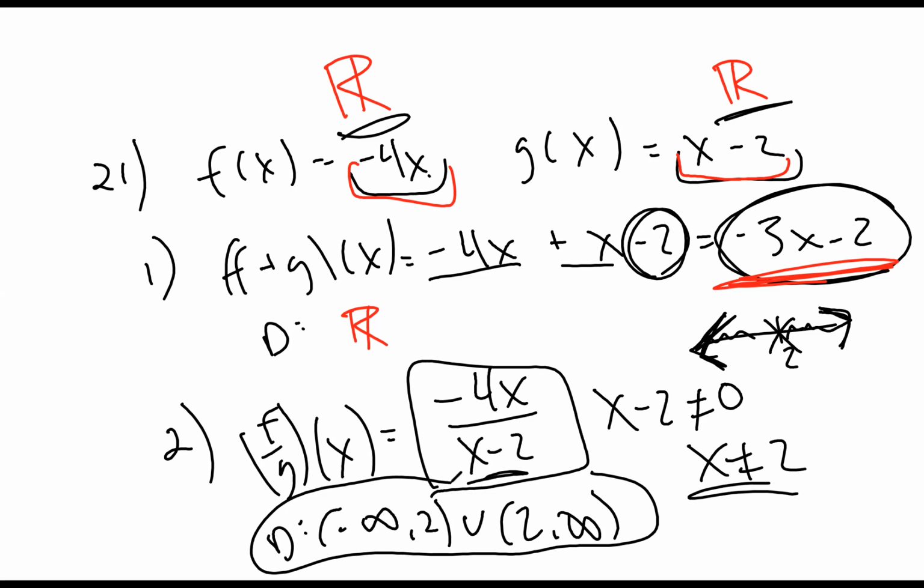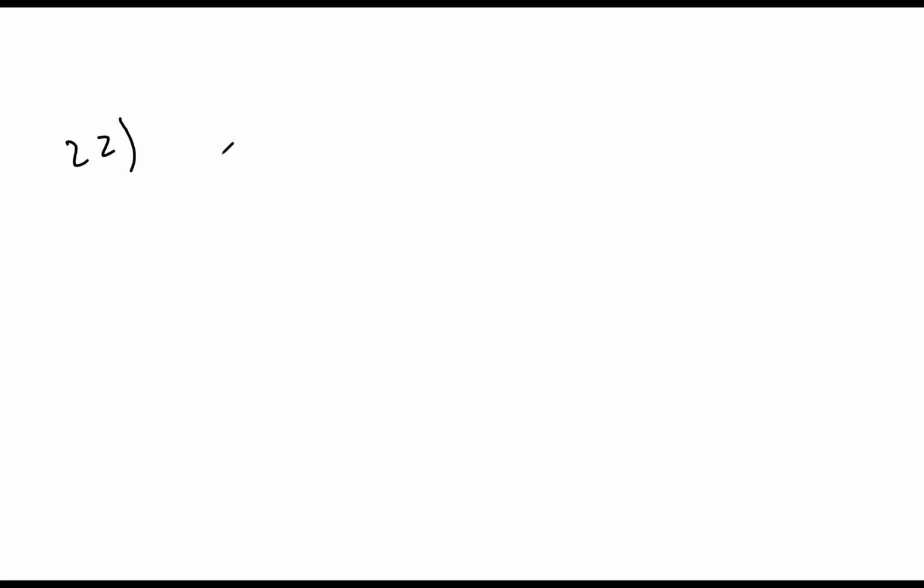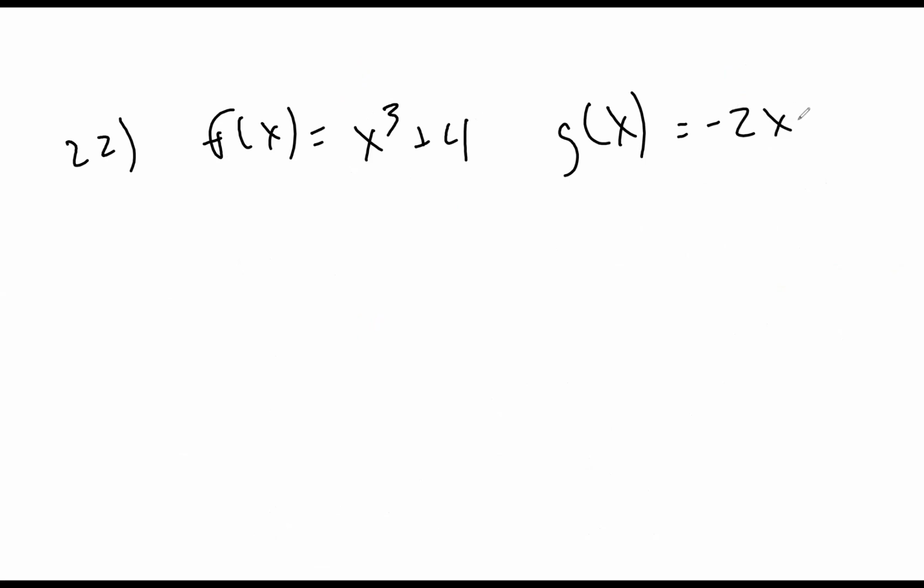Let's take a look at the next one then, 22. Yes, this is that function composition stuff. Let me get my computer to work out for me here. So we have f of x equals x to the third plus 4, and g of x equals negative 2x minus 3. Okay, and so the problem is I need to find f of g of negative 4.